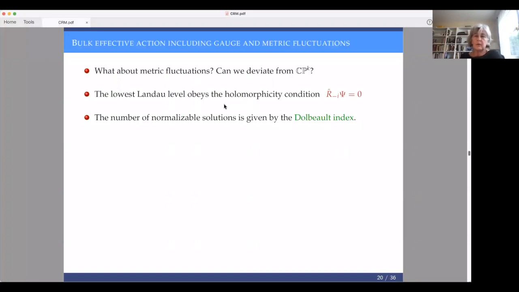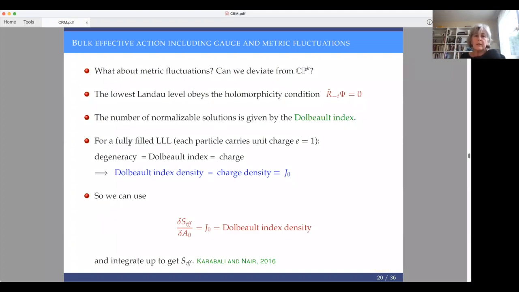So the lowest Landau level obeys this holomorphicity condition, but for complex manifolds, the number of normalizable solutions is given by the so-called Dolbeault index. Now, I'm not going to write the formula for that, but it is given as an integral of traces of curvatures and field strengths. And here is the strategy we follow. If we have a fully filled lowest Landau level, the degeneracy of this level is given by this Dolbeault index. But if we think that each particle carries a unit charge 1, then this Dolbeault index is also the charge of the problem. So if we go now at the density level, the unintegrated quantity, then we can think of this Dolbeault index density, which is given in terms of gauge fields and curvatures and stuff like that, as the charge density of the problem.